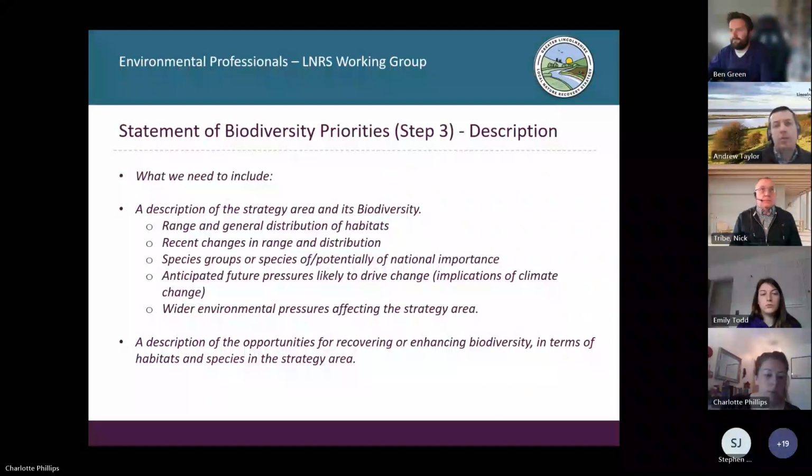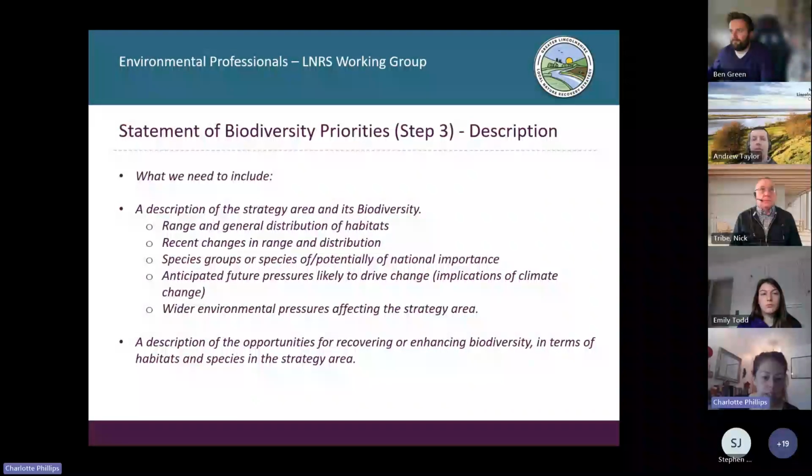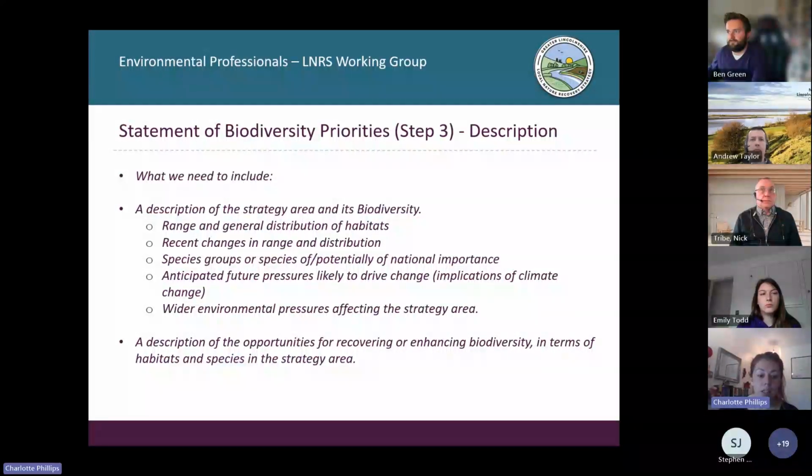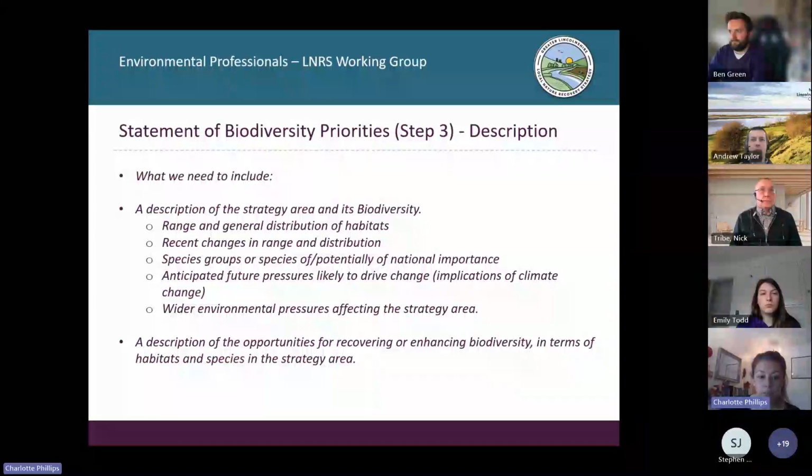So we've got everything on the screen there. I'm not going to go into details, but basically we'll be looking at the description of the strategy area and its biodiversity. So we're going to start drafting that, and what we will ask is for your input. We'll also use any plans, strategies, any descriptions that you have got as well. We can add some of that information in there.